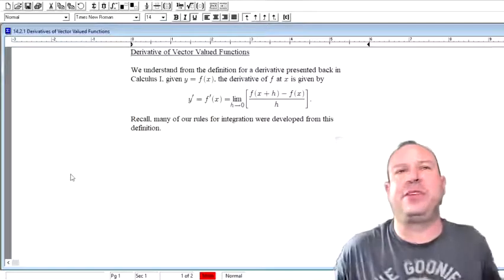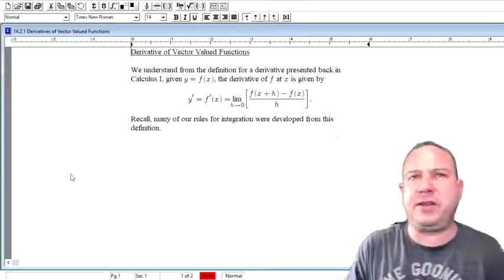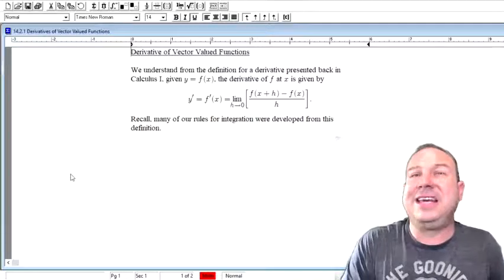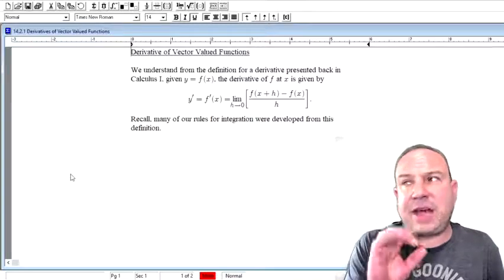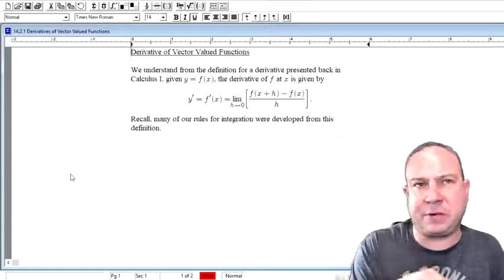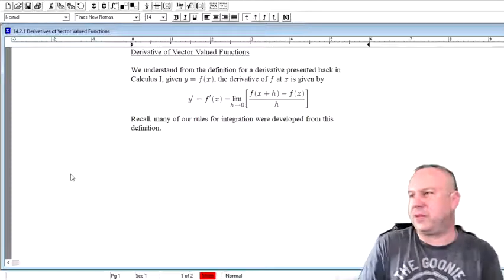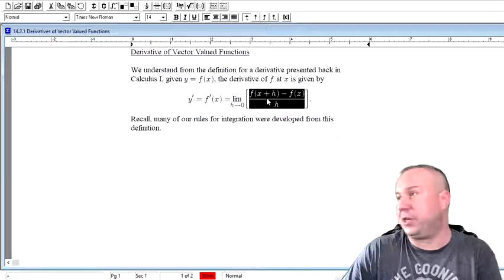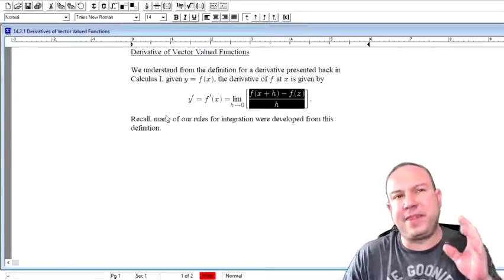From the definition of a derivative presented back in Calc 1, given some function y equals f of x, the derivative of f at x, denoted by y prime or f prime of x, is equal to a limit where the index in the limit is the value of h, and h is heading to smaller and smaller values approaching 0. The argument of our limit is f of x plus h, minus f of x, and we divide that entire quantity by h. This was how we defined the derivative back in Calc 1.